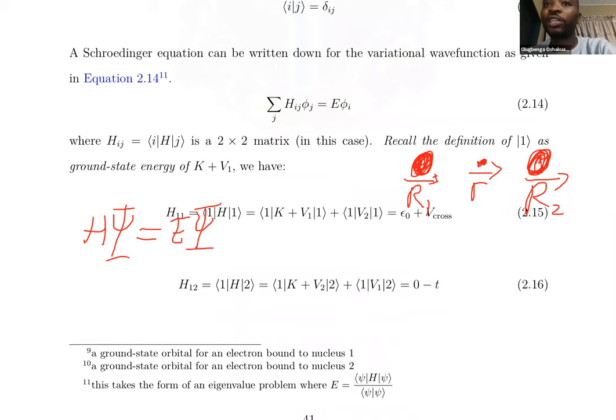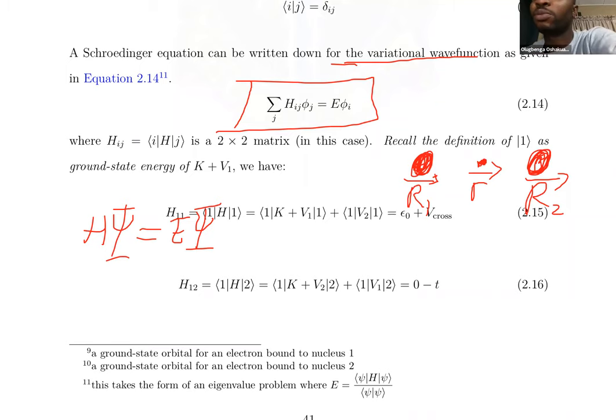A Schrodinger equation can be written down for the variational wave function, given as equation 14. This is still similar to what we have spoken about before. H is the Hamiltonian, and i, j are the number of participating particles in the system. With the knowledge of the Hamiltonian of the system, we can always get the energy of the system.